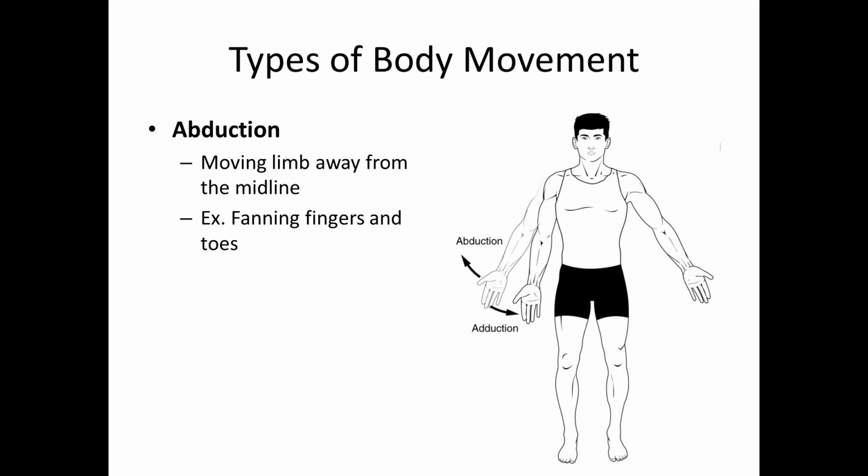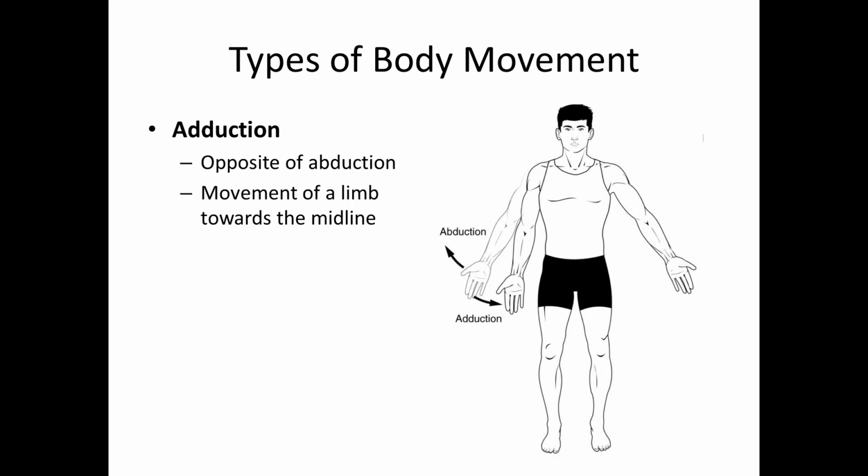Abduction, so standing in anatomical position, this is when we are going to move our limb away from the midline. We can see abduction raising our arm or fanning our fingers and our toes. Opposite of abduction is adduction. And this is going to move our limb back towards the midline or back towards anatomical position, or putting our fingers from spread out back to just relaxed and next to one another. So abduction, away; adduction, towards.